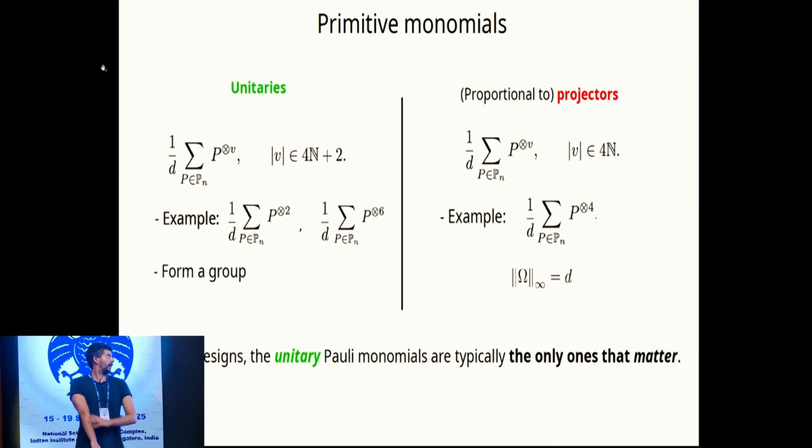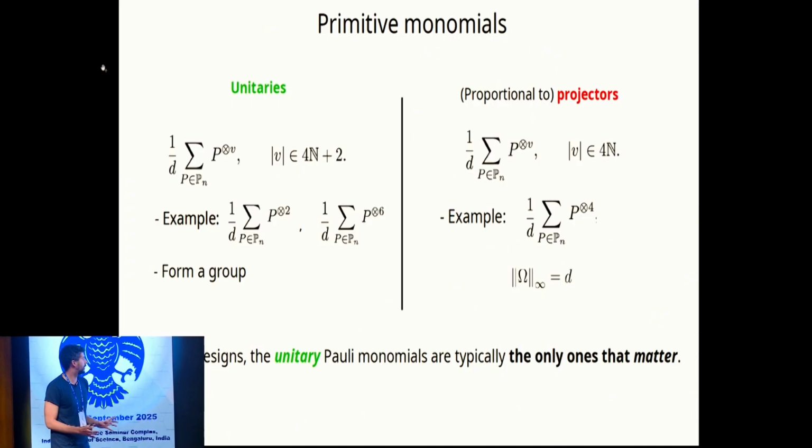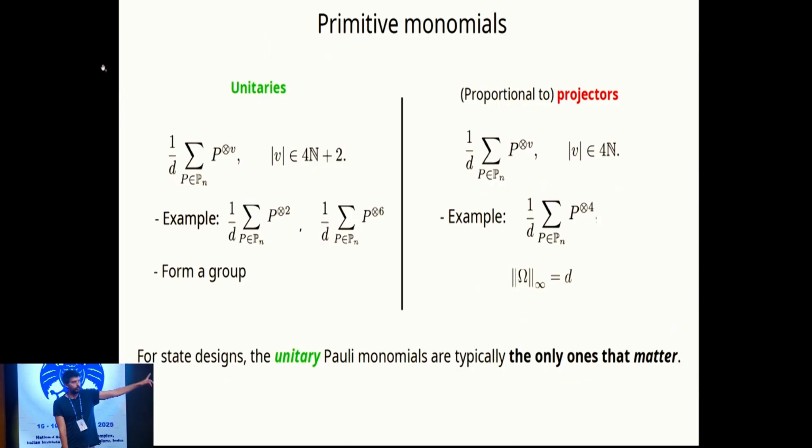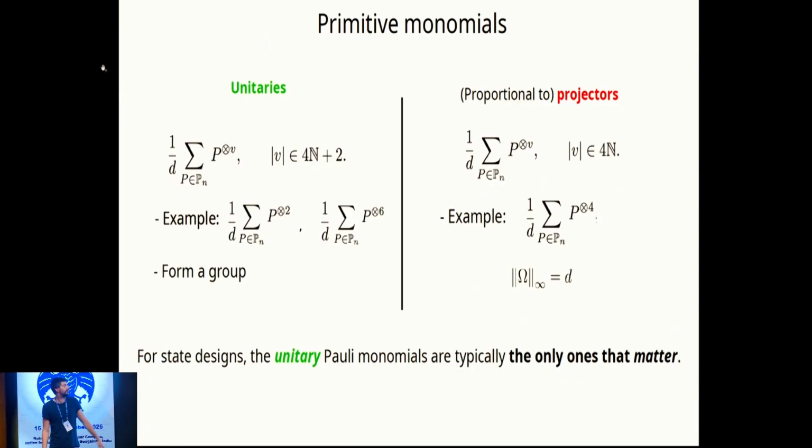But it's still relevant to classify them, for instance. When we talk about state design convergence, we can essentially argue away the projectors. Effectively, because their operator norm is so big, their contribution to the state design is so negligible that we can just ignore it.